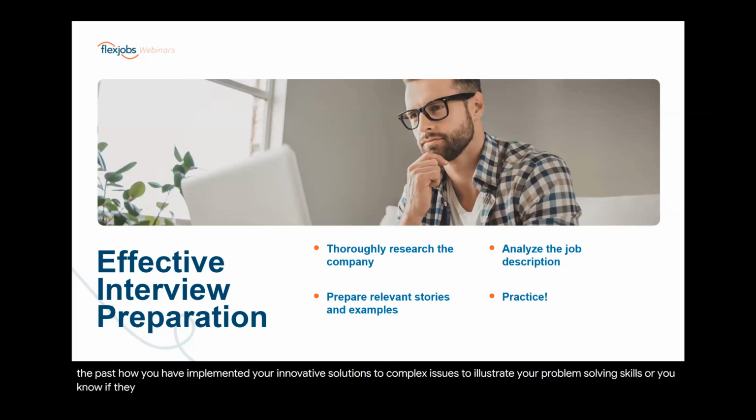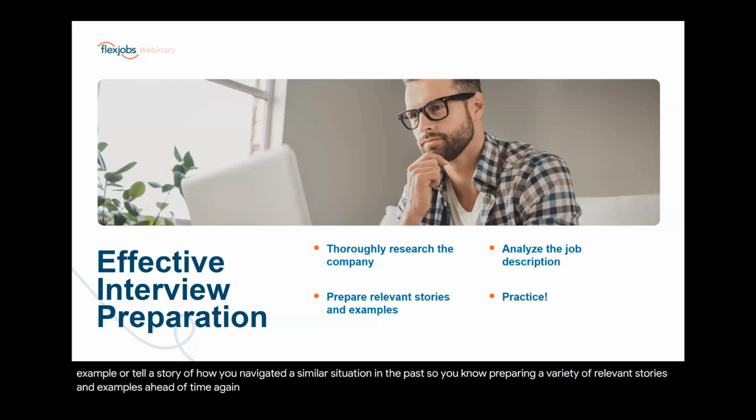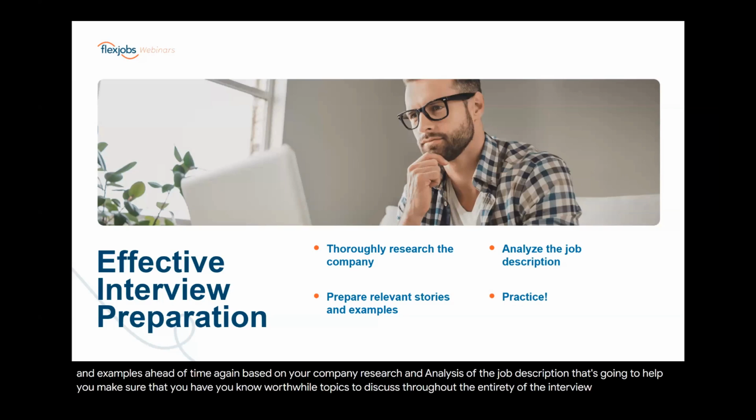Or if they ask how you might handle a specific situation, you'd want to describe your intended approach and then give an example or tell a story of how you've navigated a similar situation in the past. So, preparing a variety of relevant stories and examples ahead of time, again, based on your company research and analysis of the job description, that's going to help you make sure that you have worthwhile topics to discuss throughout the entirety of the interview, while also highlighting your fit for the role.